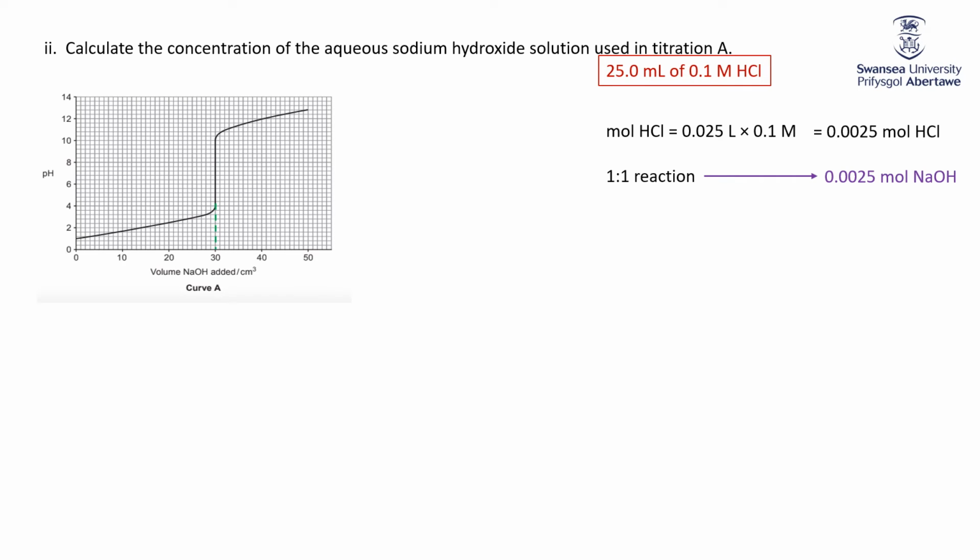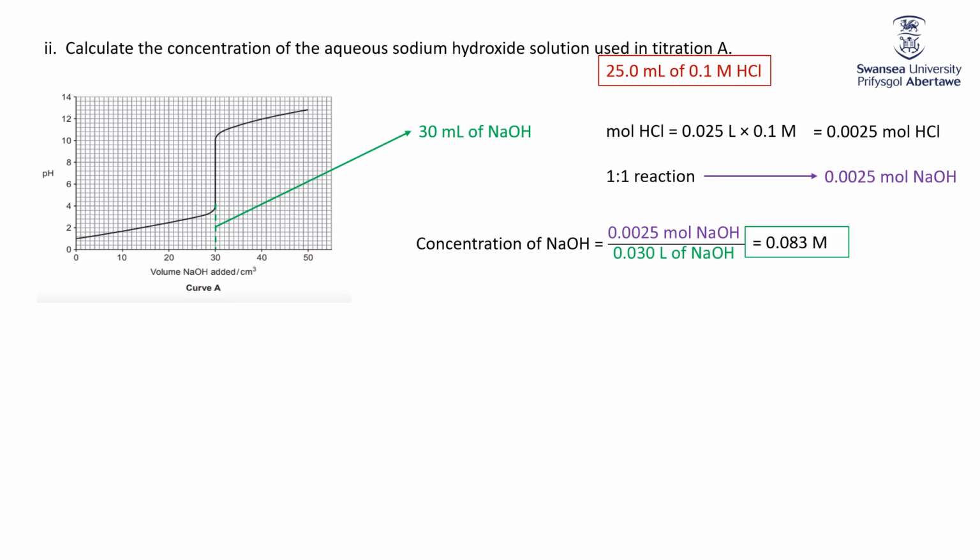And to get there, we needed 30 cubic centimeters. So therefore, the concentration of the sodium hydroxide is the moles of sodium hydroxide, which we got because we knew the moles of HCl, divided by the volume of sodium hydroxide that we needed to get to this equivalence point, and that is equal to 0.083 molar.